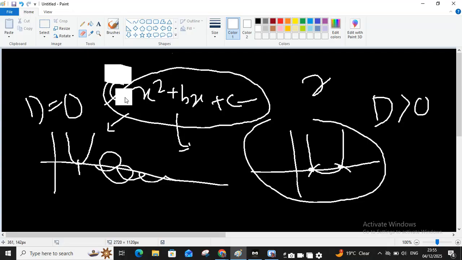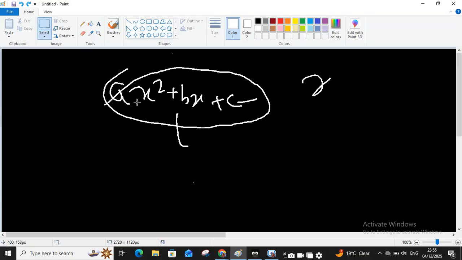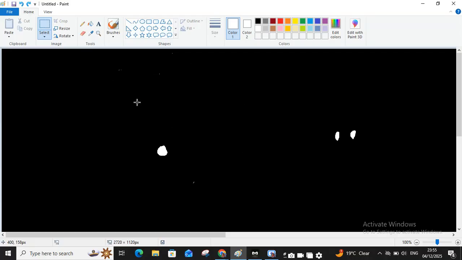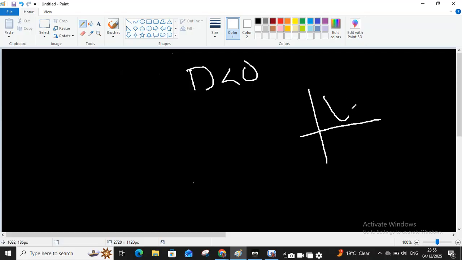Now let us clear the page. One more thing that can happen, I forgot to tell: when the D is less than 0, the graph may look like this. There will be no real roots at all. The roots are imaginary, and there we come across iota, that is the square root of -1.